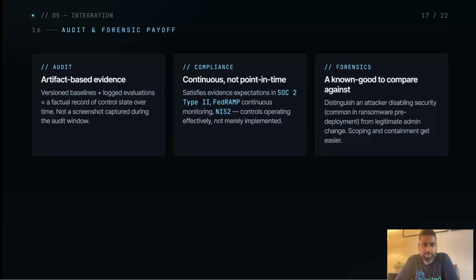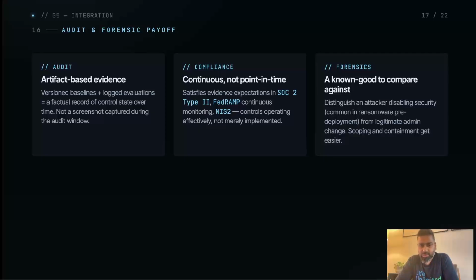The audit and forensic payoff is substantial. When baseline versions and compliance evaluations are logged, auditors get artifact-based evidence, a factual record of control state over time, not a point-in-time screenshot taken during audit windows. That matters for SOC 2 Type 2, FedRAMP continuous monitoring, or NIS2 in Europe, frameworks that require evidence of controls operating effectively, not just being implemented.